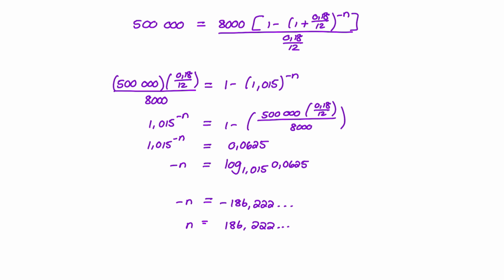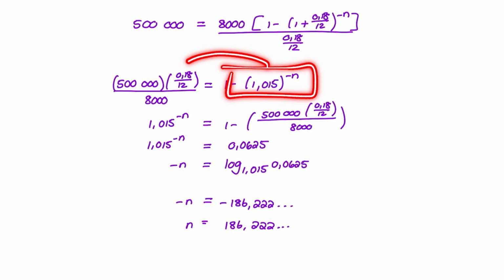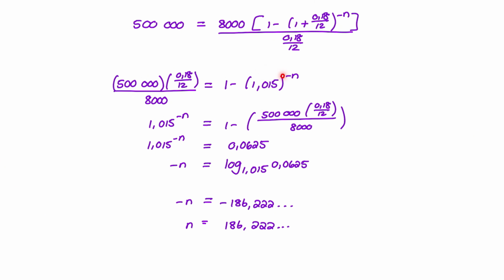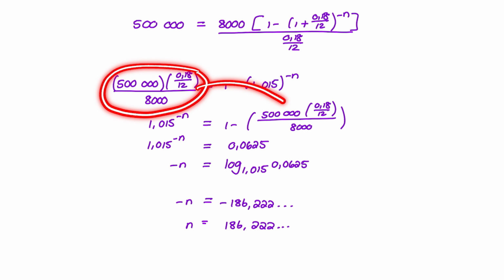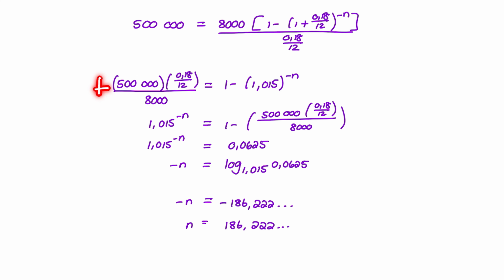In my next step, I'm taking this minus part of the bracket and I'm moving that part to the left hand side, and that becomes a positive value on the left hand side. Now where this 1.015 comes from is I take this 1 plus 0.18 over 12 and I put it into my calculator. The next part is this 1 minus is still on the right hand side, and I take our very busy fraction and I put it also on the right hand side. And notice it was positive on the left and now it is negative on the right.